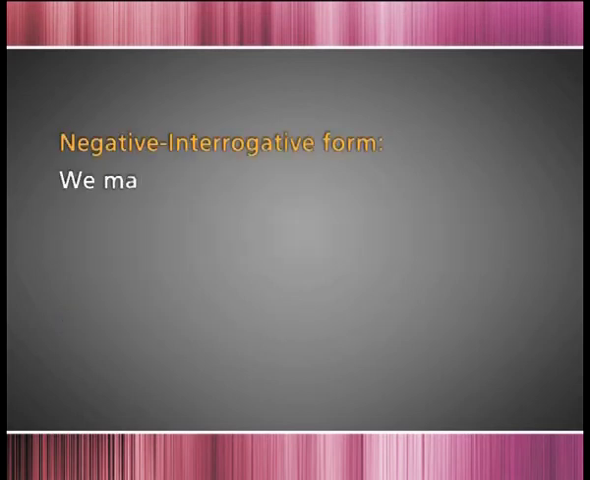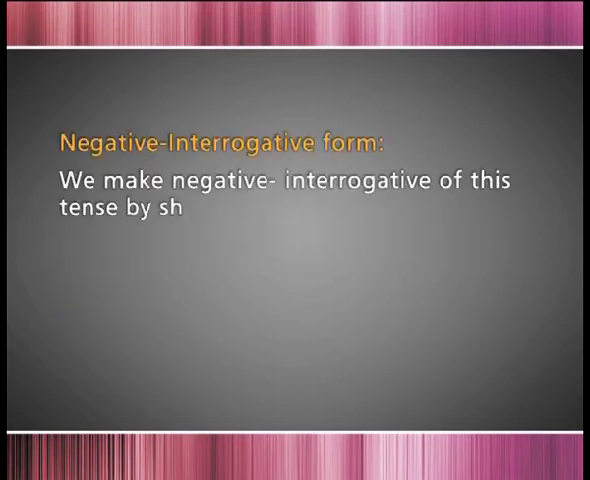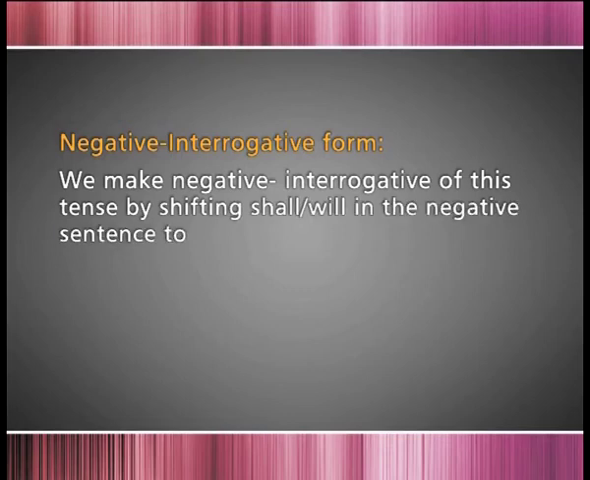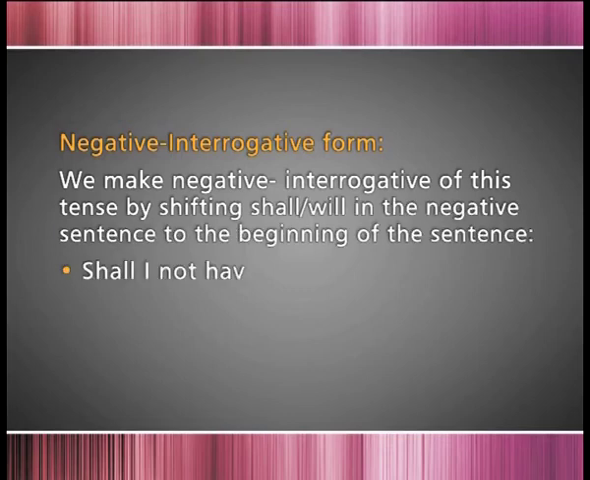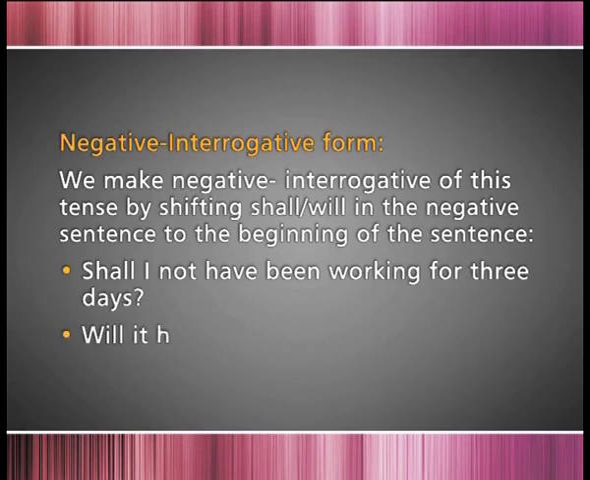Negative interrogative form. We make negative interrogative of this tense by shifting shall or will in the negative sentence to the beginning of the sentence. Shall I not have been working for 3 days? Will it not have been raining since morning? The future perfect continuous tense is not used much in either spoken or written English.